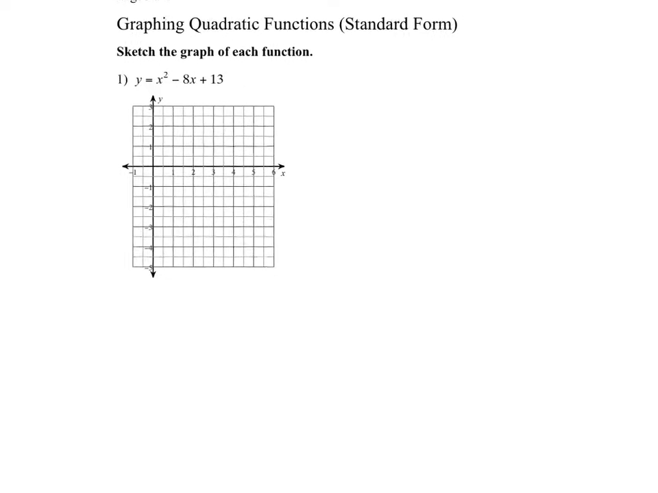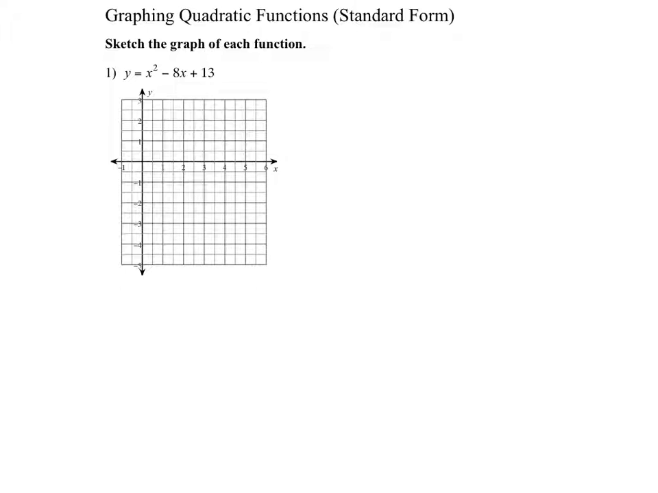Right, so I want to sketch the graph of y equals x squared minus 8x plus 13. So first of all, I'm going to find the vertex. So remember again that the x value of the vertex is negative b over 2a. So the opposite of b over 2a. Let's start by identifying a, b, and c. So a in this case is 1 because it's the coefficient of x squared. B is the coefficient of x, and c is the constant term. So c is 13, right?